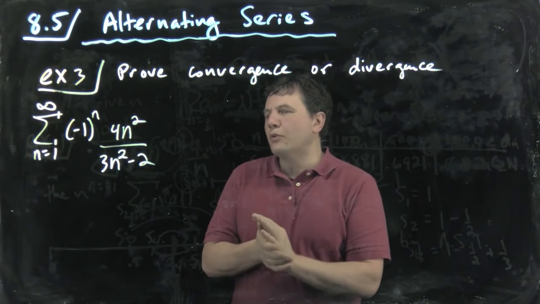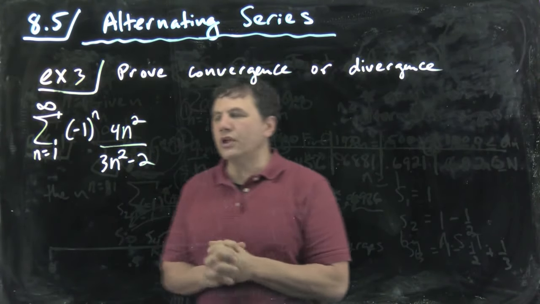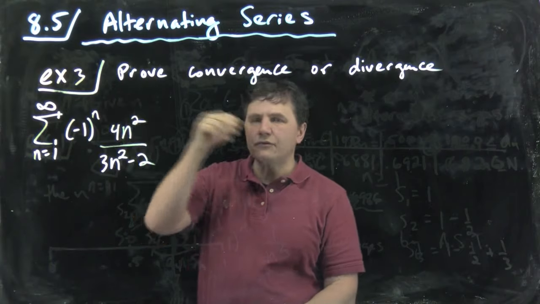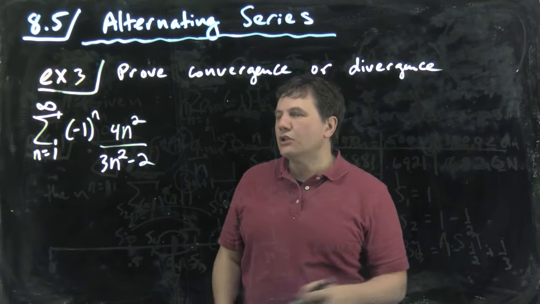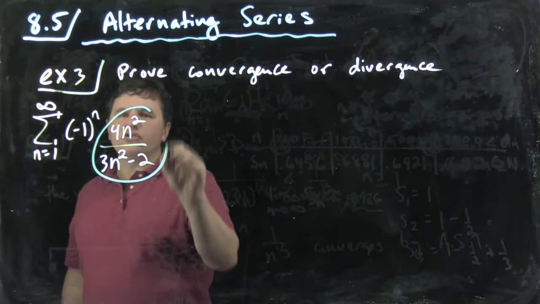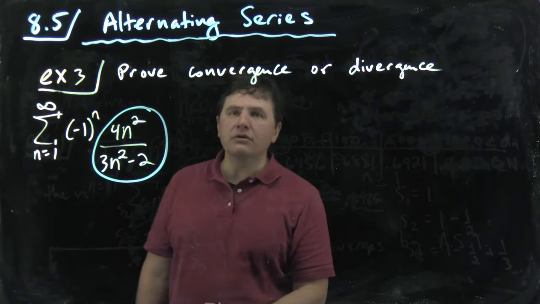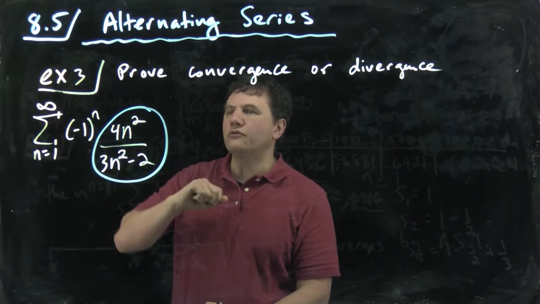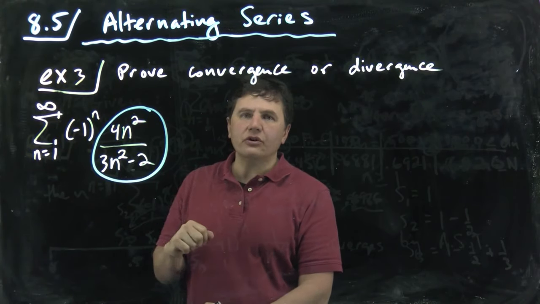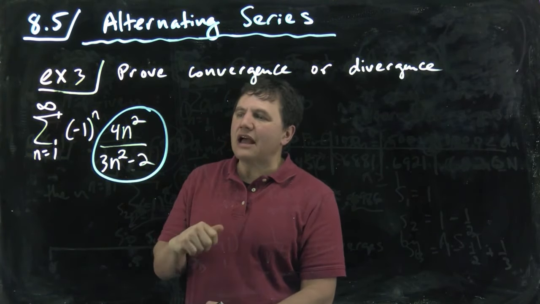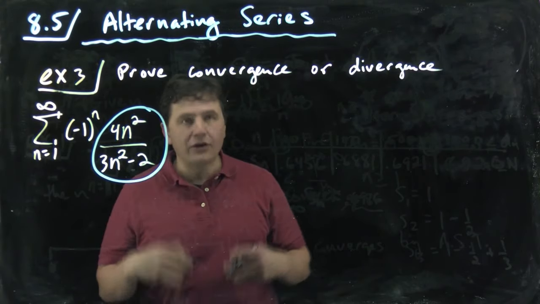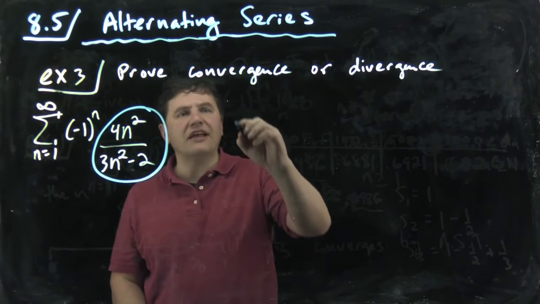Okay, example 3. I wanted to give you a look at something that has an alternator but diverges. It's usually quite simple. Look at the non-alternating part, unless it's a very, very rare thing. If that thing goes to 0, this thing will converge. If that thing does not go to 0, it's going to diverge. And why does it diverge? It diverges by the nth term test. I don't actually have to talk about the alternating series test.